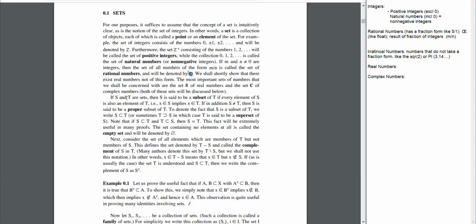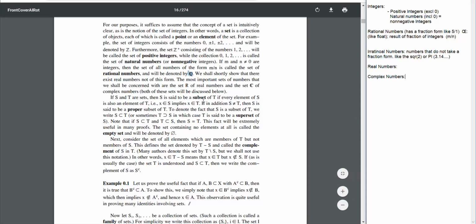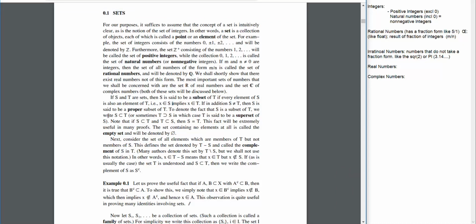If S and T are sets, then S is said to be a subset of T if every element of S is also an element of T. Oh yeah, of course. S is a subset of T, but S does not equal T. Then T is a superset. Yeah. Let's see.